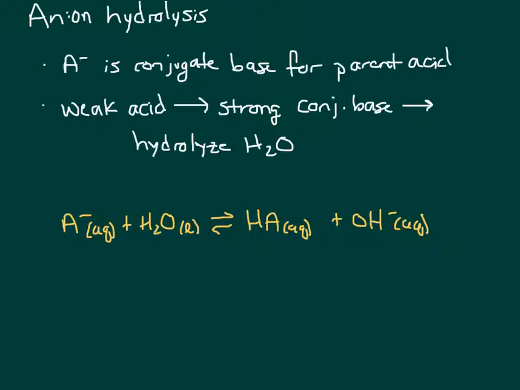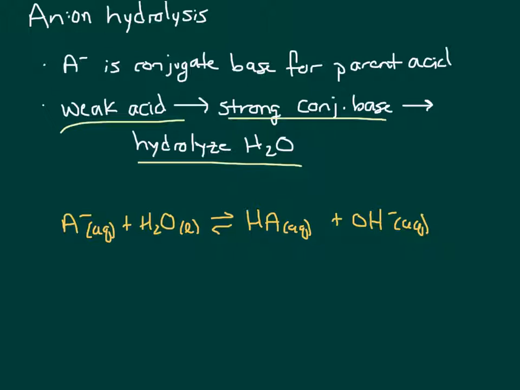First, we're going to look at anion hydrolysis. So A-, the anion, is the conjugate base for the parent acid. If you have a weak acid, you are going to have a strong conjugate base. That will cause you to hydrolyze water. If you have a strong acid, you're going to have a weak conjugate base, and that does not hydrolyze water. So it's the vice versa situation.